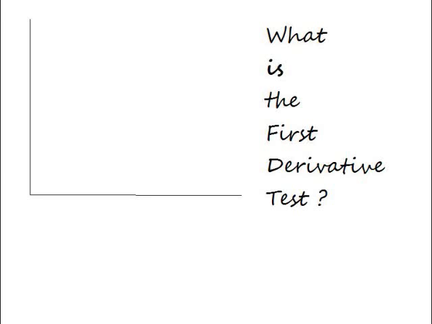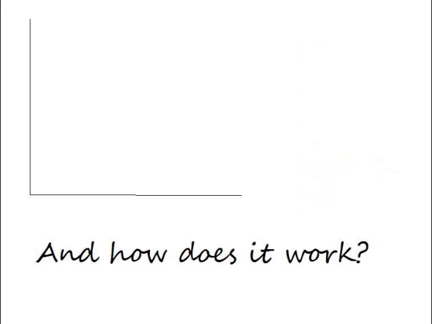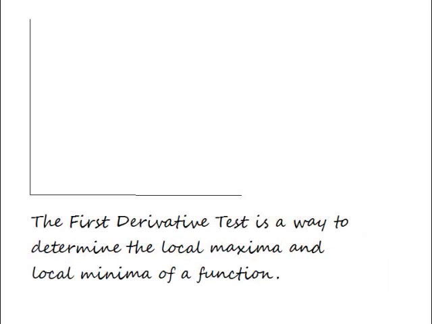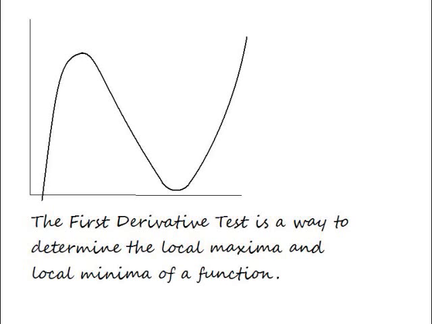What is the first derivative test? And how does it work? The first derivative test is a way to determine the local maxima and local minima of a function. As you may recall, the local max of a function is where it changes direction from increasing to decreasing, and a local minimum of a function is where it changes direction from decreasing to increasing.